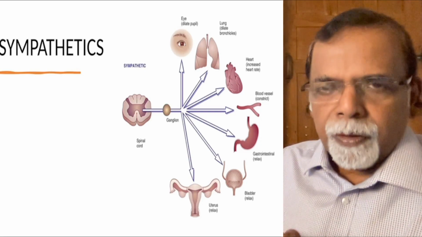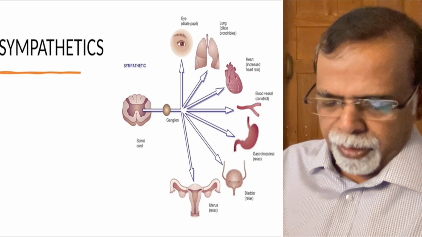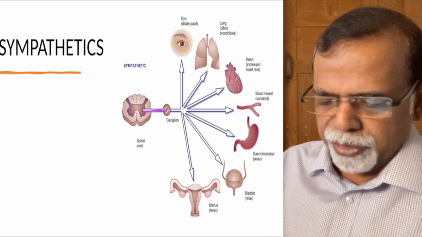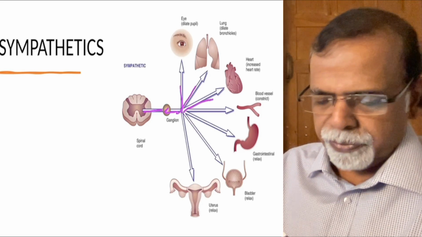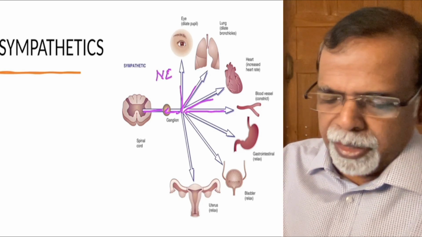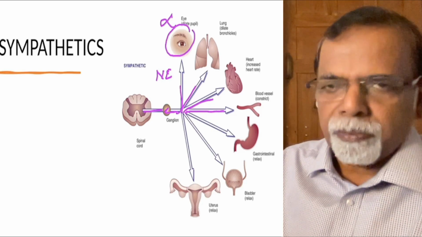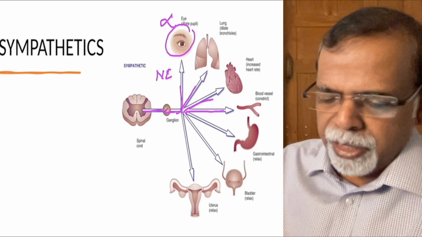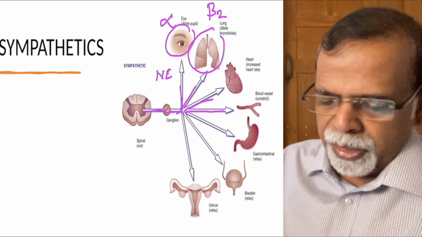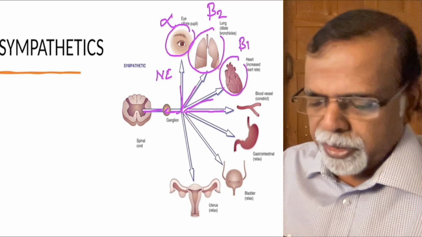Just a recap. The sympathetics arise from the intermediolateral horn cells. They relay in the paravertebral ganglia, and from there second order neurons go to various organs. The neurotransmitter is norepinephrine. In the eyes, it acts on the alpha receptor and produces mydriasis, or pupillary dilatation. In the lungs, it acts on the beta 2 receptor and produces bronchodilation. In the heart, it acts on beta 1 and produces increased heart rate and increased force of contraction.